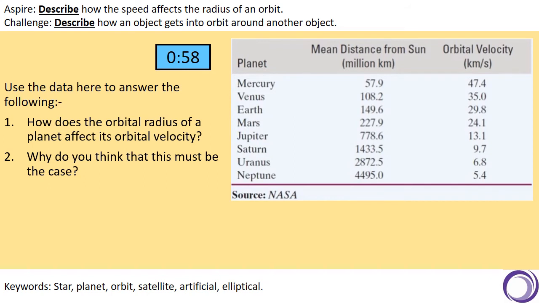Minute gone. Question one, if you've done it qualitatively, make sure that you've used some numbers. And if you can do it quantitatively, actually try and use some numbers to show a mathematical relationship between the mean distance and the orbital velocity.